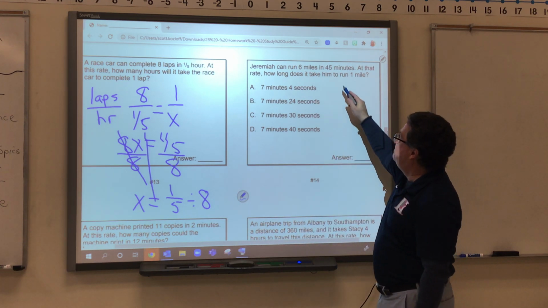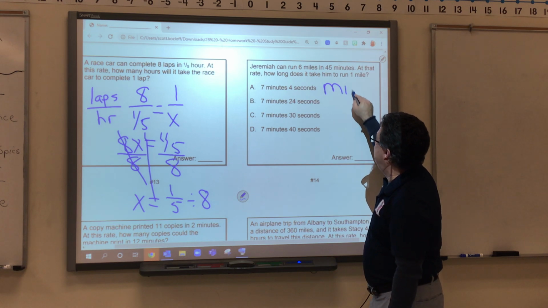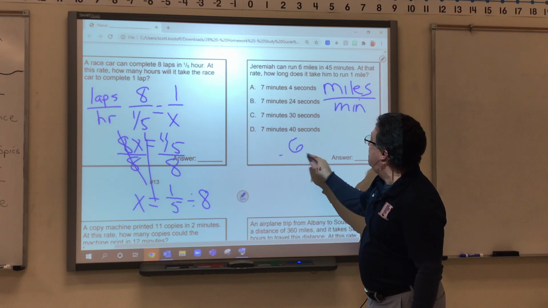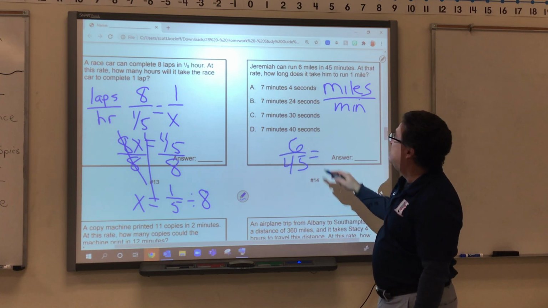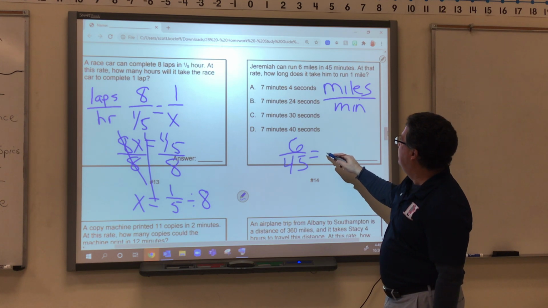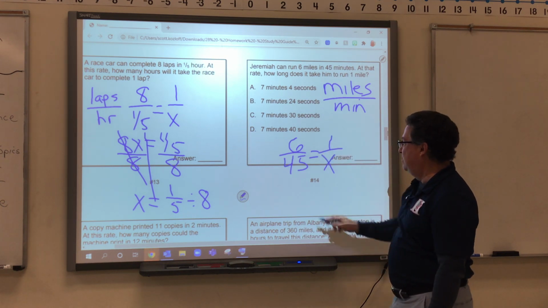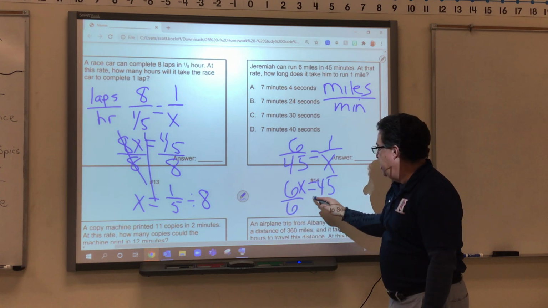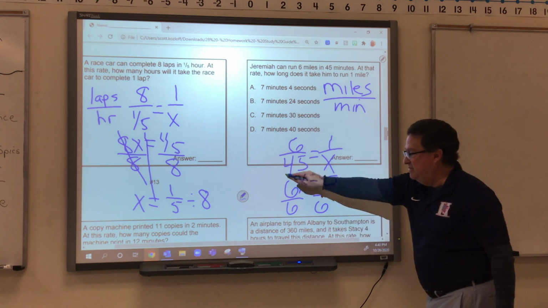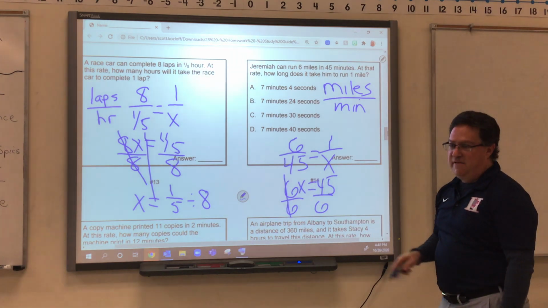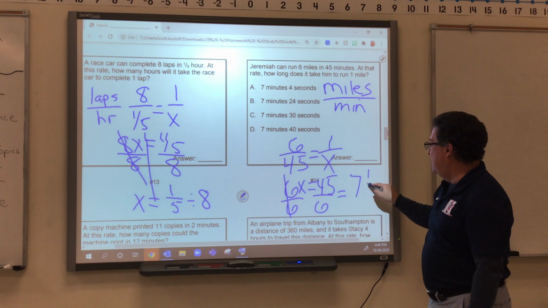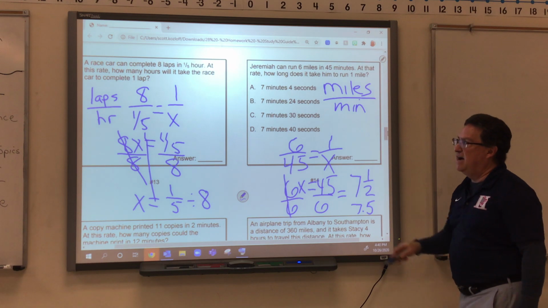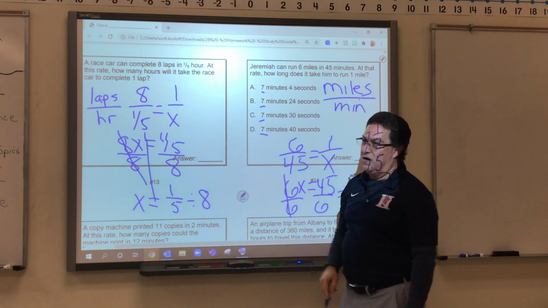For number 14, Jeremiah can run 6 miles in 45 minutes. Minutes per mile. I can run 6 miles in 45 minutes. I want to know how long it takes him to run 1 mile. Once again, 6x equals 45. I'm going to divide both sides by 6. The 6's cancel, and I'm going to do 45/6, which if you do on your own is going to be 7.5. Notice there's a 7 on each one of these.